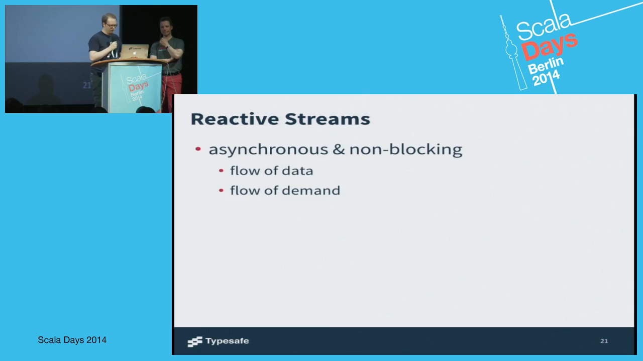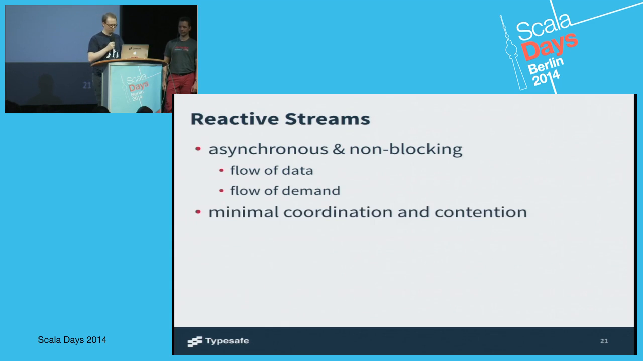So reactive streams are asynchronous. Doesn't mean that they are concurrent. They're asynchronous and non-blocking. So we have some sort of flow of data in this stream. But what if we also have some flow of demand, right? What if there was something on the other side of data?